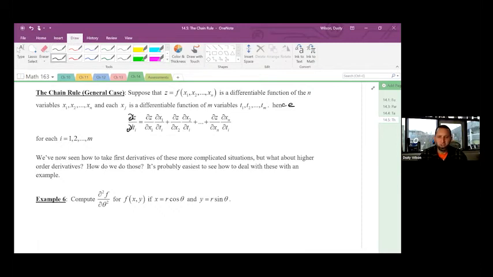And it's just a general case of what we've done before. Don't memorize it. Think about it. Just think about it as a fancy way of writing out that tree diagram. We've now seen how to take first derivatives of these more complicated situations, but what about higher order derivatives? How do we do those? It's probably easiest to see how to deal with these with an example.